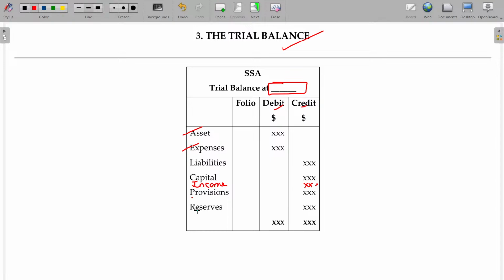Sometimes you may have the provisions and profit and loss reserves and all. These things are on the credit side. These two are on the debit side. Finally, if you total this, it will get tallied.